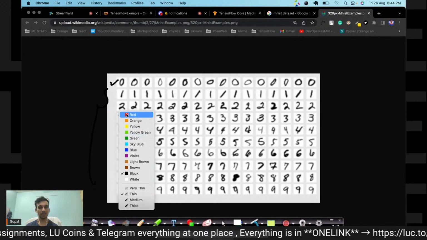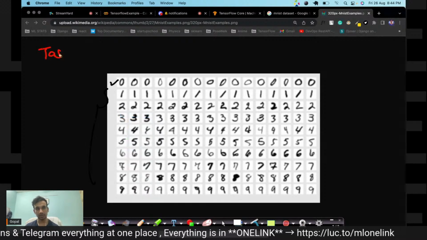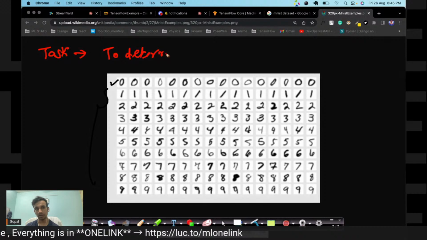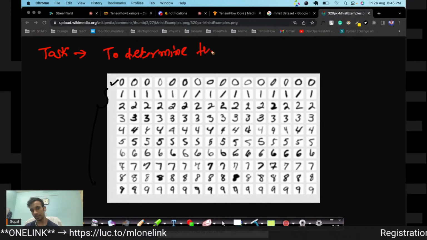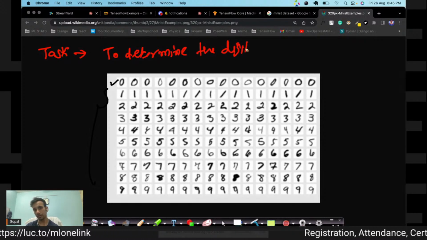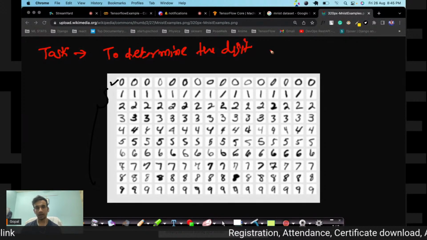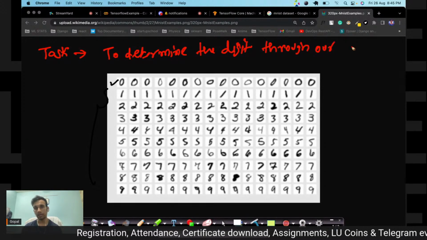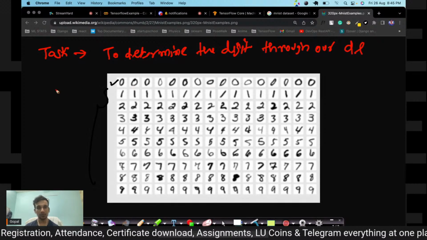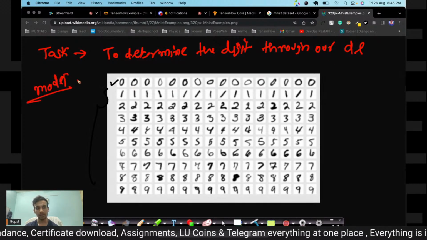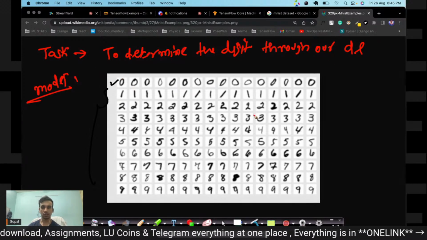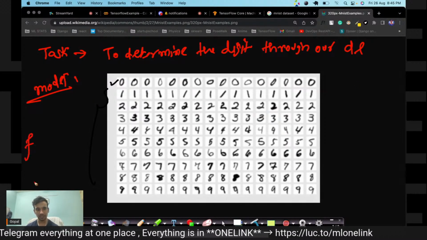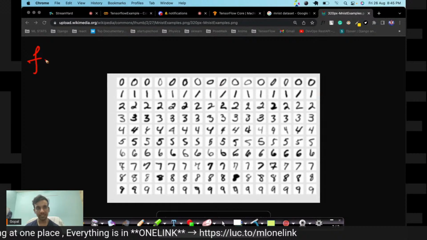So what exactly is the task here? The task is to determine the digit through a DL model, or deep learning model. That is our task here. Okay, so what exactly do we have here in the number of features? The features will be your pixel values.